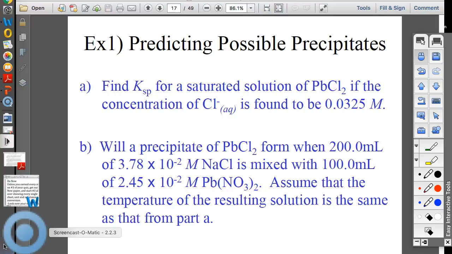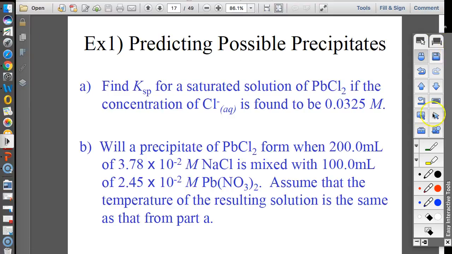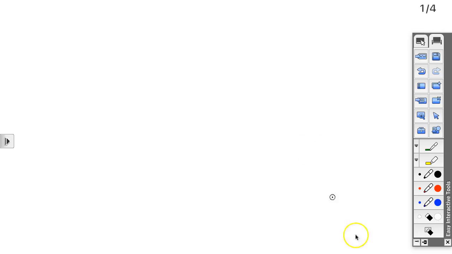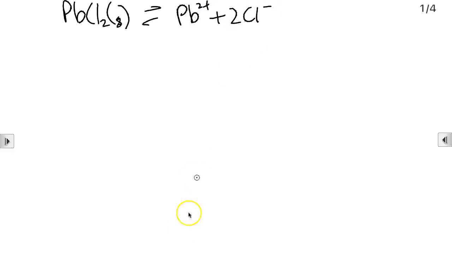So even if you're doing a problem and you have no idea what to do, let's just go ahead and make an ICE table. So we've got lead(II) chloride. I probably could have used some of that, but my eraser doesn't work. So I have lead(II) chloride, a solid, and I have lead, and then I have 2 chlorides. There, that's an S. That looks good.